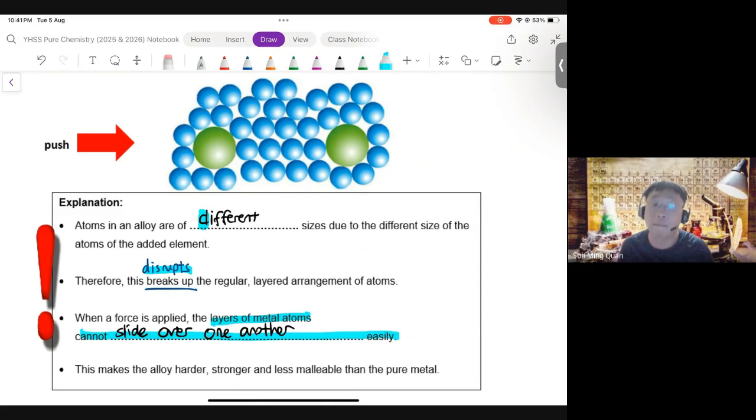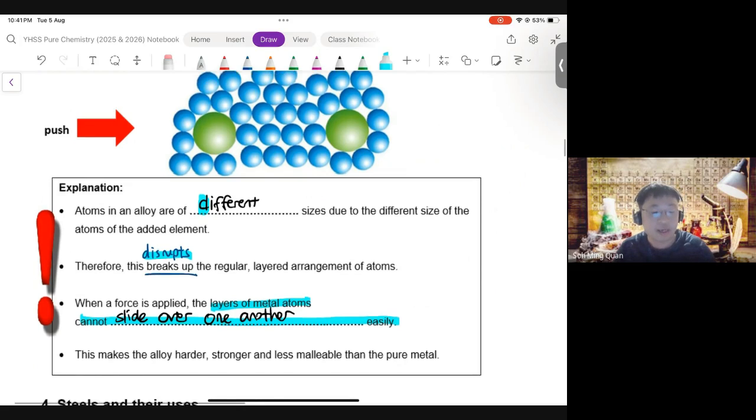Okay? So this is the main explanation which explains why alloys are harder, stronger, and less malleable, less easily deformed than the pure metal. Okay, and this is actually very good for construction. If you wanted to use the alloy for construction sector, you need something that is strong, hard, and can withstand deformation. You do not want it to deform.